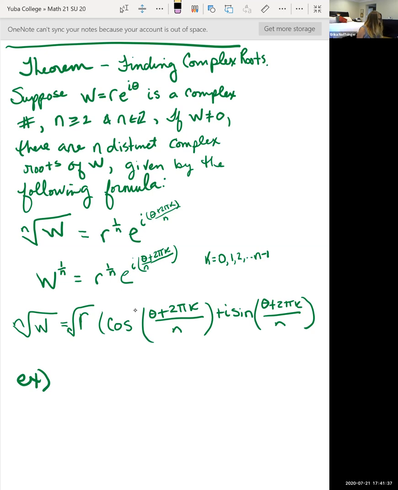Okay, so find all the complex roots. Write your answer in exponential form. So find the complex cubed root of -8 minus 8i.